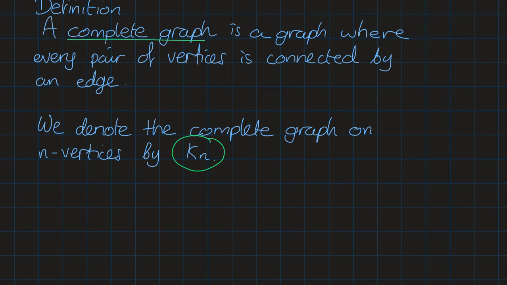So let's start, so simple it's almost stupid. Let's start with K1. This is the complete graph on one vertex. By definition, there's an edge between every pair of vertices. Well, there is no pair of vertices. There's only one vertex. So that's the complete graph K1. Okay, I told you it was a bit stupid.